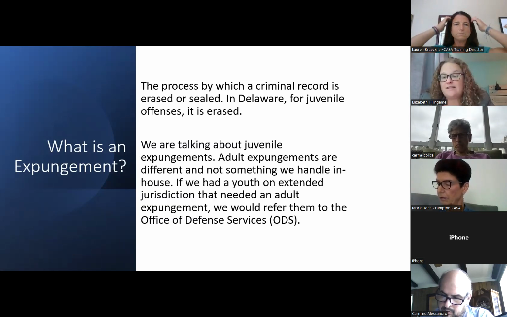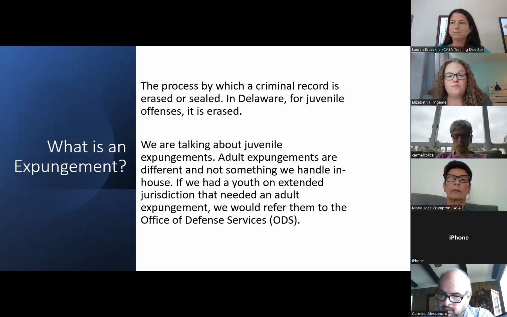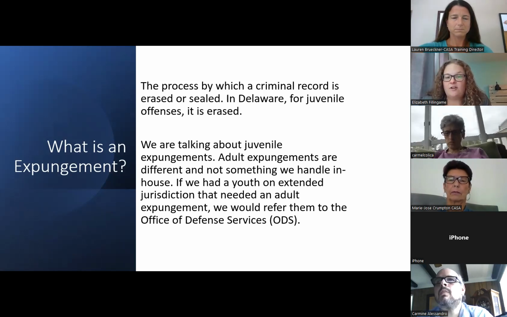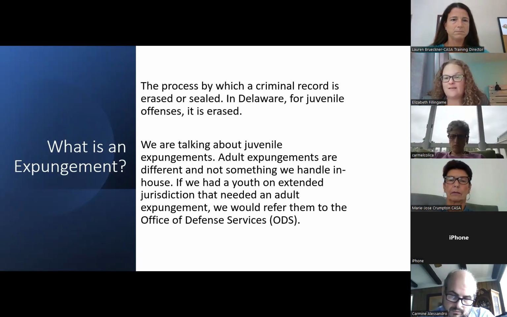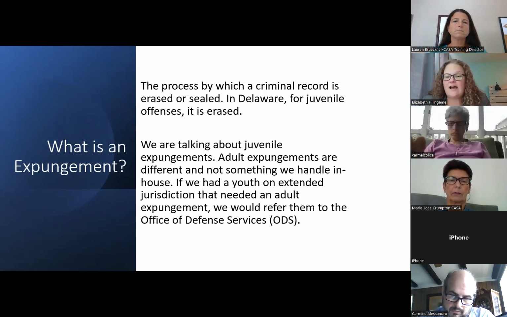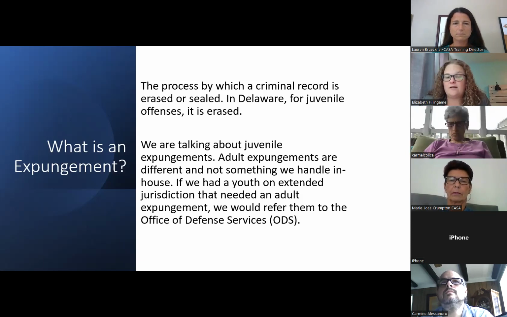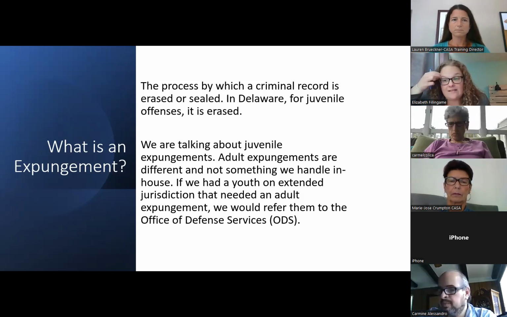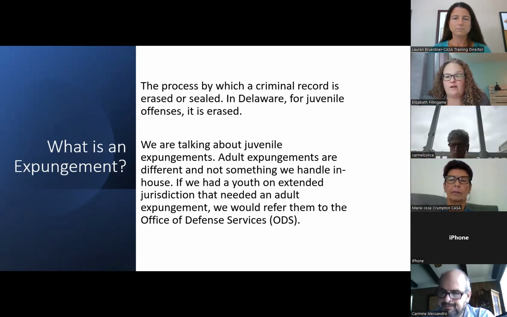So that's the other part to this that I want you to keep in mind as we go through today. We are talking specifically about juvenile expungements. Adult expungements are different, and it's not something that we handle in-house. However, if we had a youth that was on extended jurisdiction, so they've turned 18, that needed an adult expungement, we would refer them to the Office of Defense Services to get that done. But that's not what we're going to focus on today. We're going to focus on juvenile expungements.